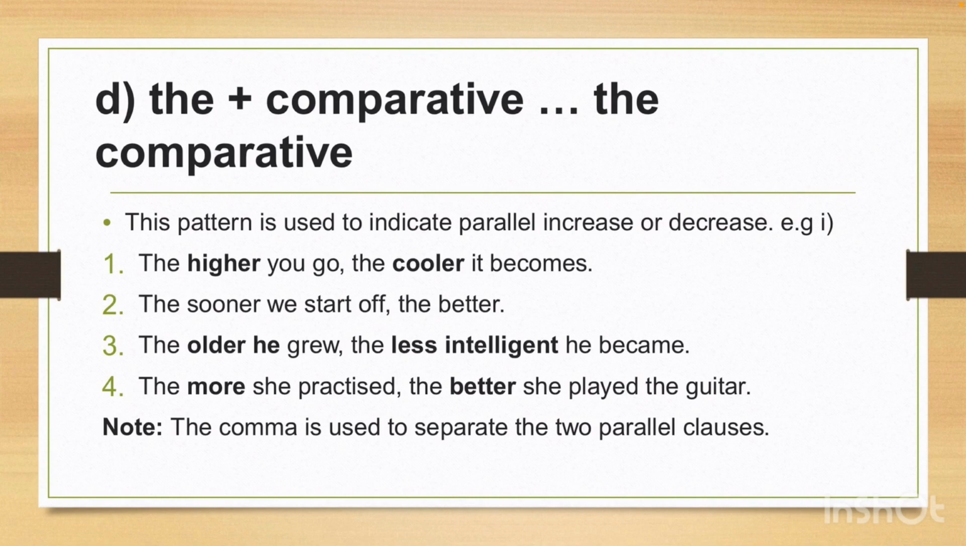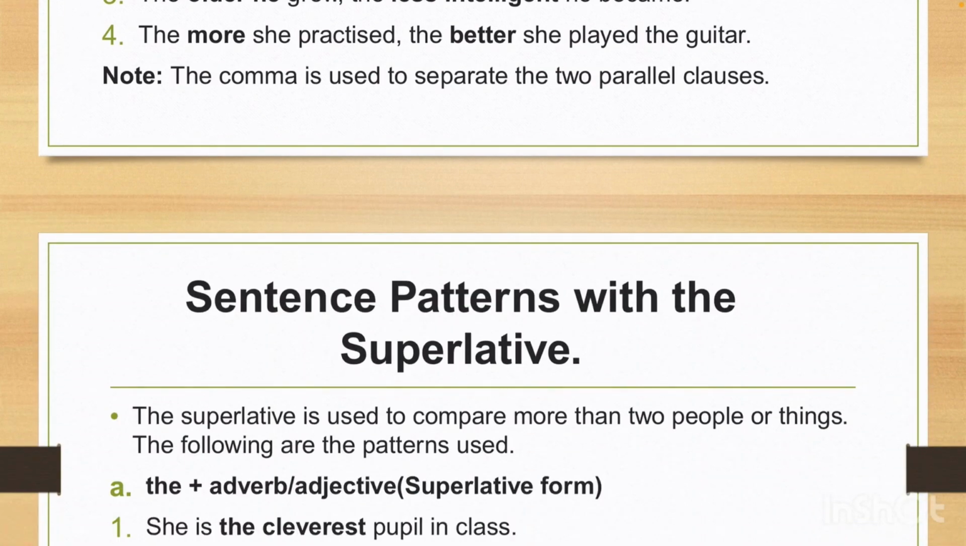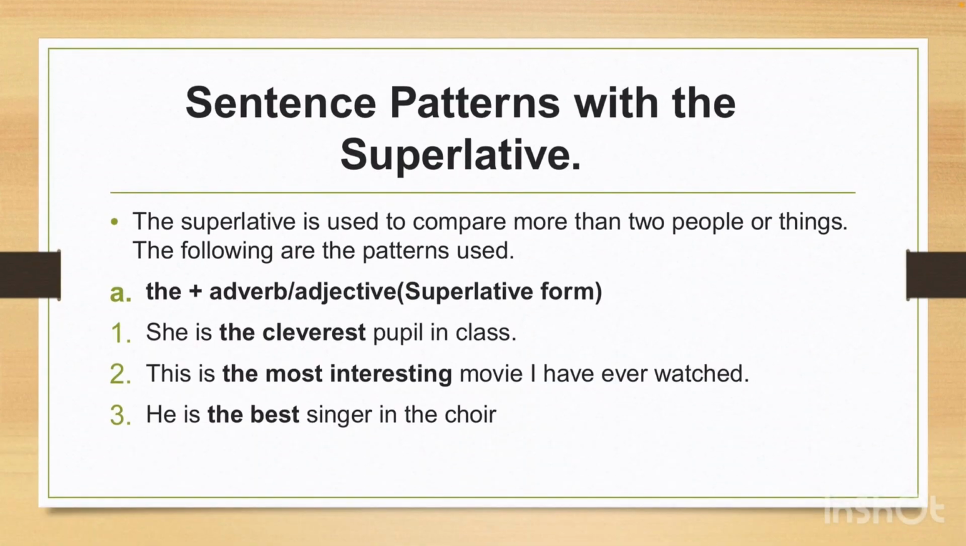And remember that a comma is used to separate the two parallel clauses. Once you omit that comma, then your sentence is totally wrong. So please do not forget the comma. Very much important. So that was about making sentences using comparatives.